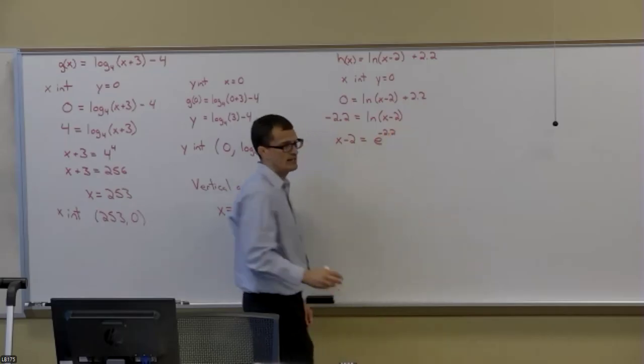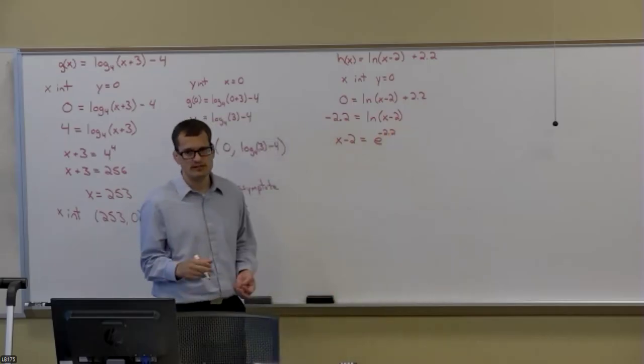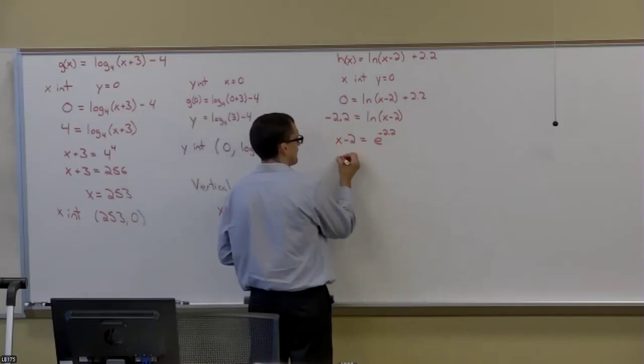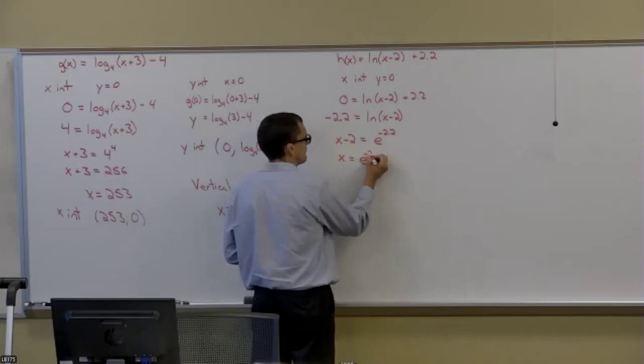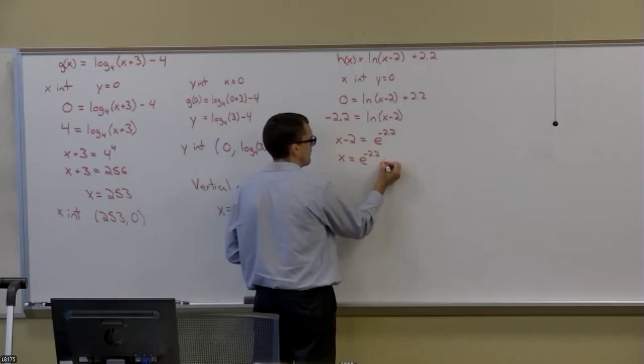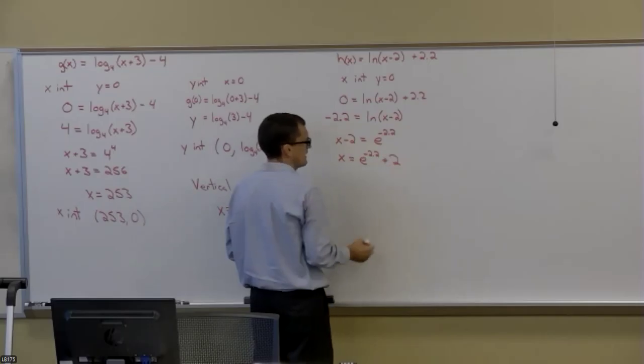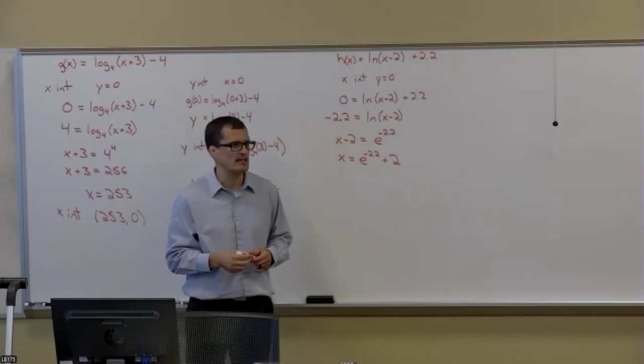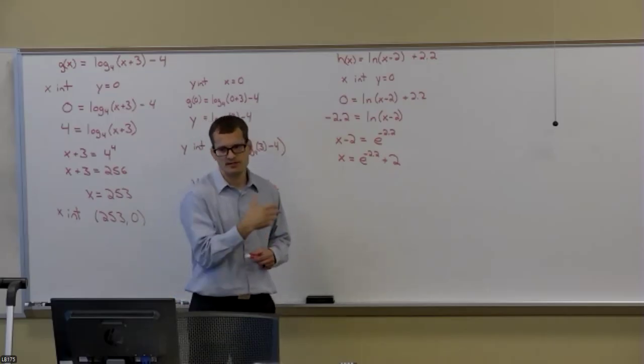By the way, I can do that. I can raise e to a negative power. That's not a big deal. And then I would add 2 to both sides. So the x value is going to be e raised to the -2.2 power plus 2. That's going to give you some real number, and we can get a decimal version of that if we want to by just typing it into our calculator.